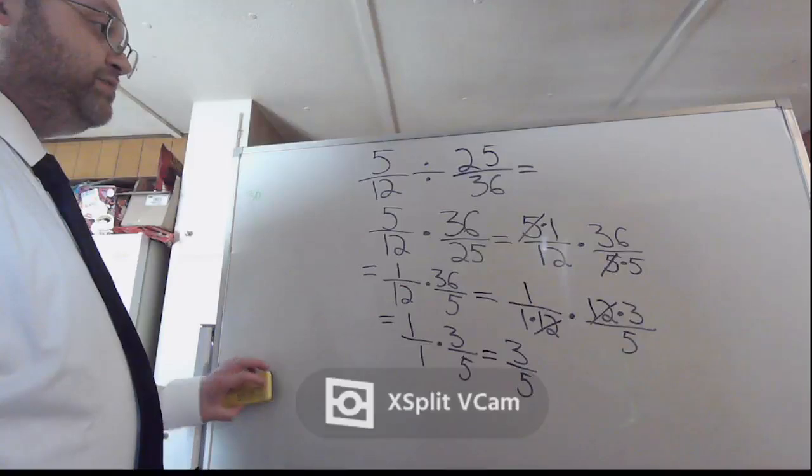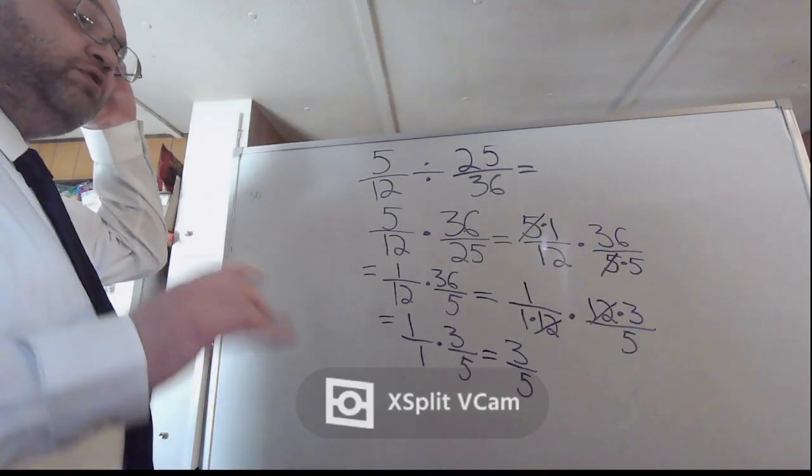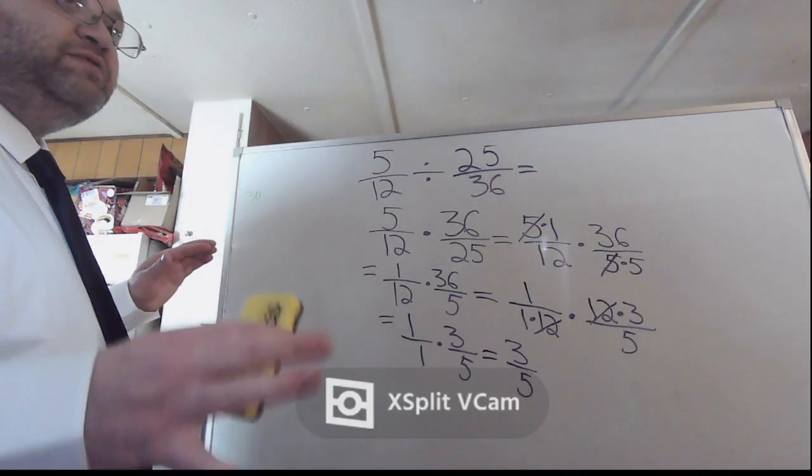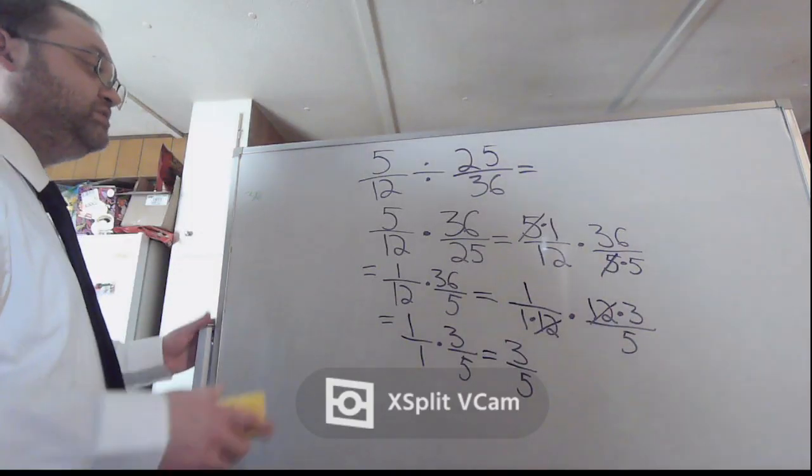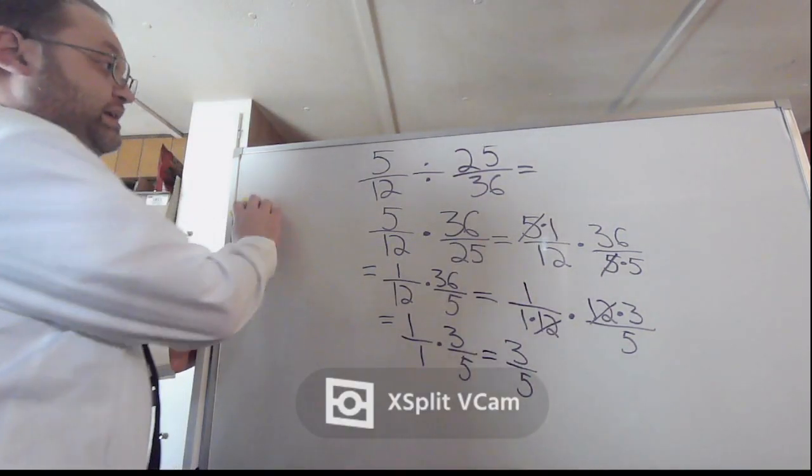Biggest takeaway for division of fractions: invert and multiply, and then factor out anything you can factor out, and then you get your final answer. And really, that's all there is to it.